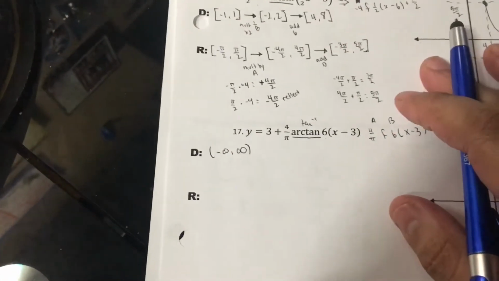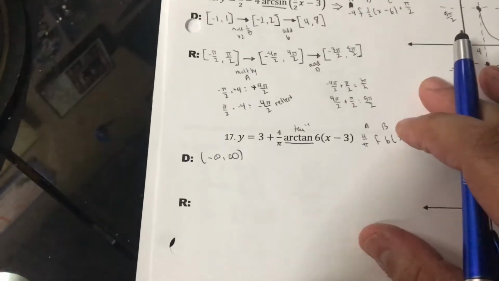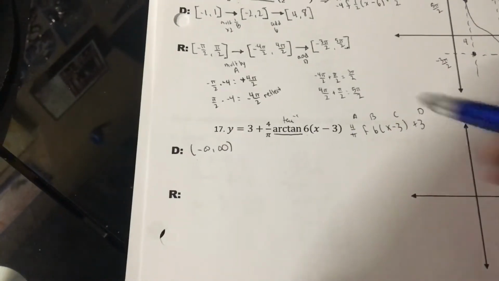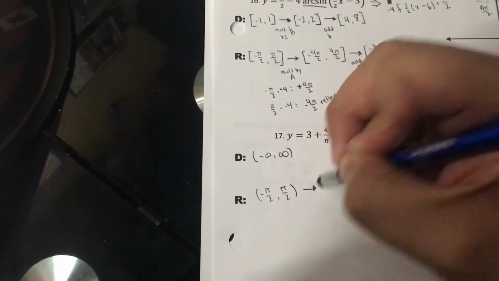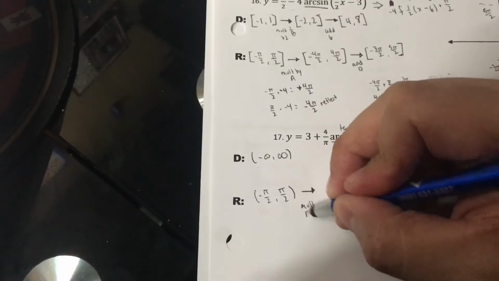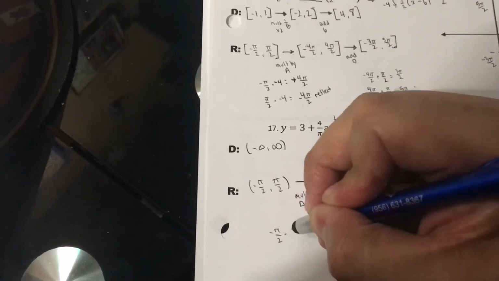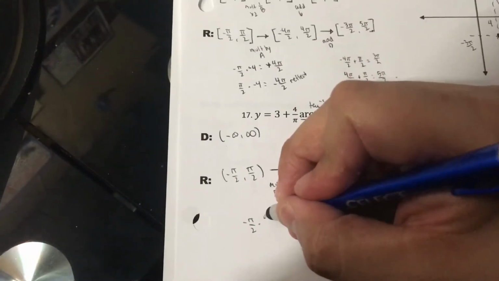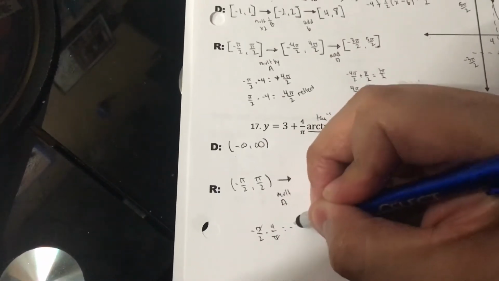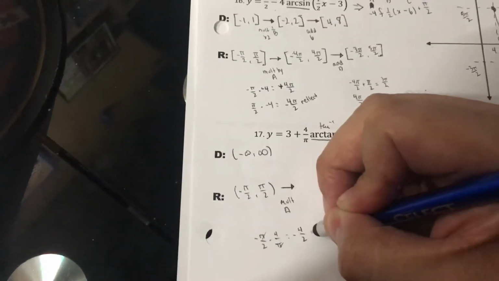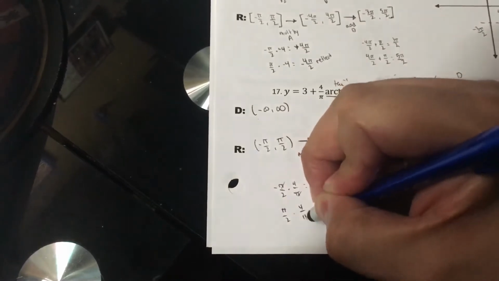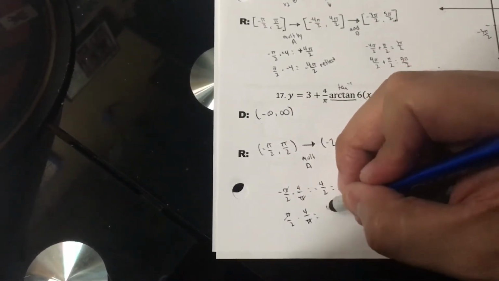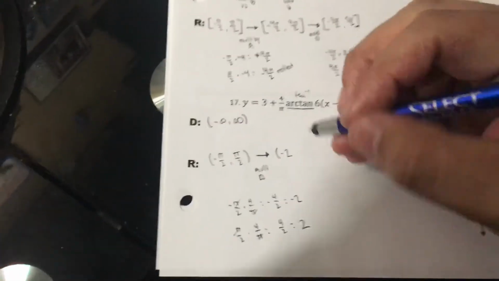This stays the same. The only thing that will change, and we'll get to it right now, is that point that went through the middle. So range is negative pi over 2 to pi over 2. First thing, multiply by a. So negative pi over 2 times a, which is 4 over pi. Here the pi's cancel, it's negative 4 over 2, which we can simplify. Negative 4 over 2 is just negative 2. And positive pi over 2 times 4 over pi. Again, pi's cancel. 4 over 2 is equal to positive 2.